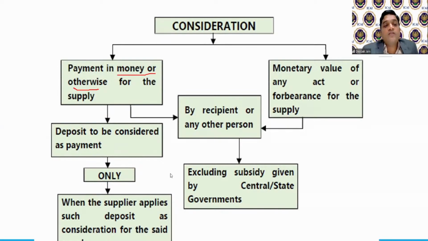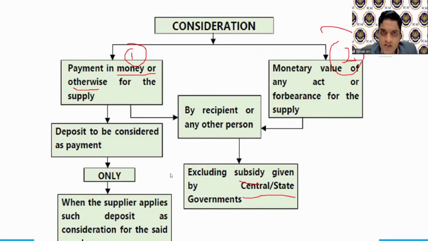Okay. And so basically two things. First is payment in money or otherwise for the supply. And it could be any monetary value of any act or forbearance for the supply by the recipient or any other person. So they've broken it up very clearly. What is consideration? Consideration is payment in money or non-money also. So consideration need not always be in money. It could be in non-money terms also, or it could be any monetary value of any act or forbearance for the supply by the recipient or any other person, excluding subsidy which is given by central government and state government.